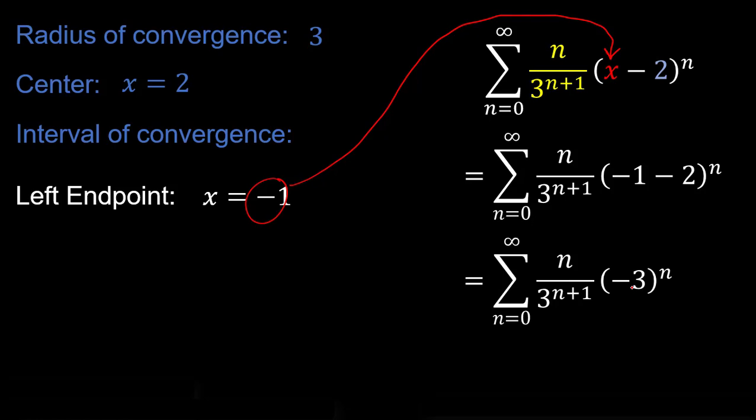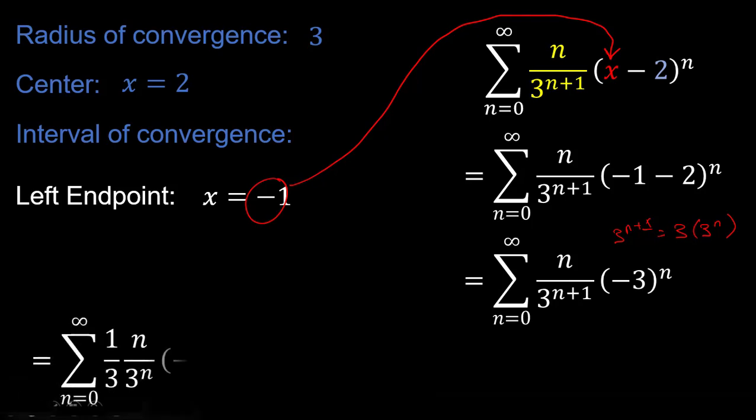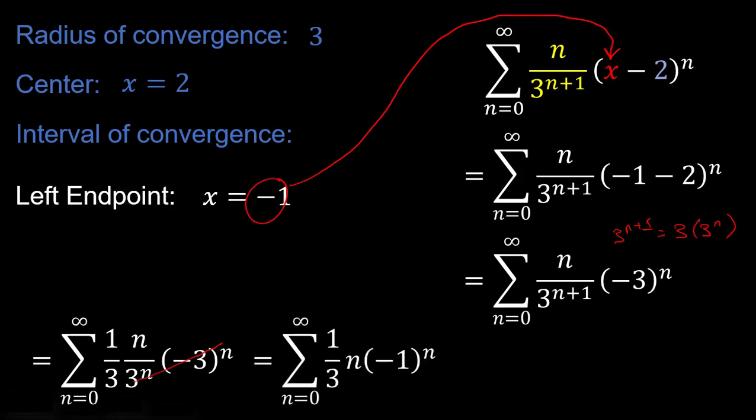So we can just say that this 3 to the n plus 1 on the bottom is equal to 3 times 3 to the n. We can sort of pull a 3 out of that, and then we can cancel these out. So doing that, we end up with this series where we pulled this 1/3 out front, and now this negative 3 and that 3 to the n will sort of cancel out, or they'll just become negative 1 to the n. As shown here, negative 1 to the n.